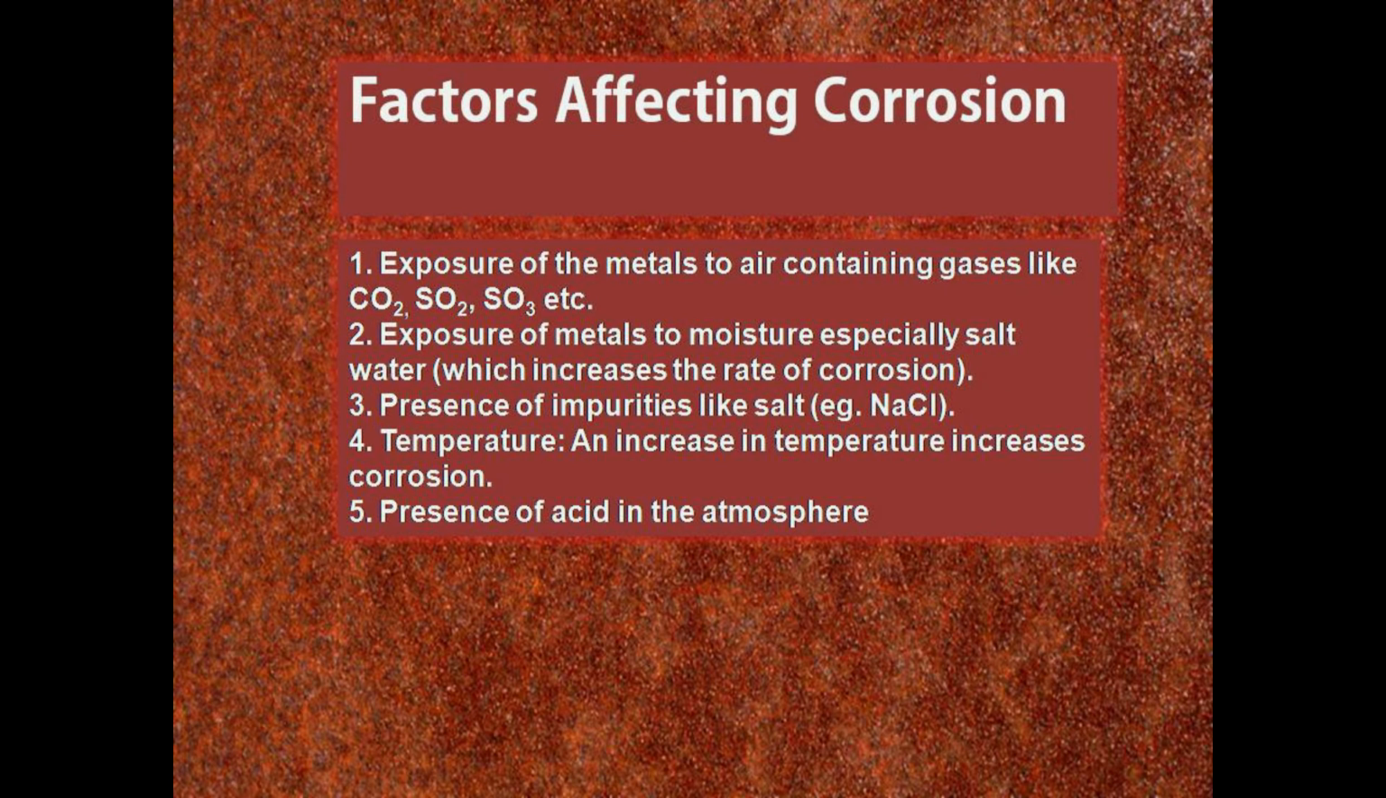Factors affecting corrosion. First of all, exposure of any metal to air containing gases like carbon dioxide, sulfur dioxide, etc. Exposure of metals to moisture, that is water content, or presence of impurities like salt, for example NaCl. Temperature. If we increase the temperature, then the rate of corrosion increases. It means corrosion is directly proportional to the temperature. Presence of acid in the atmosphere. The more acidic the rain, or the more acid present in nature, the more corrosion there will be.